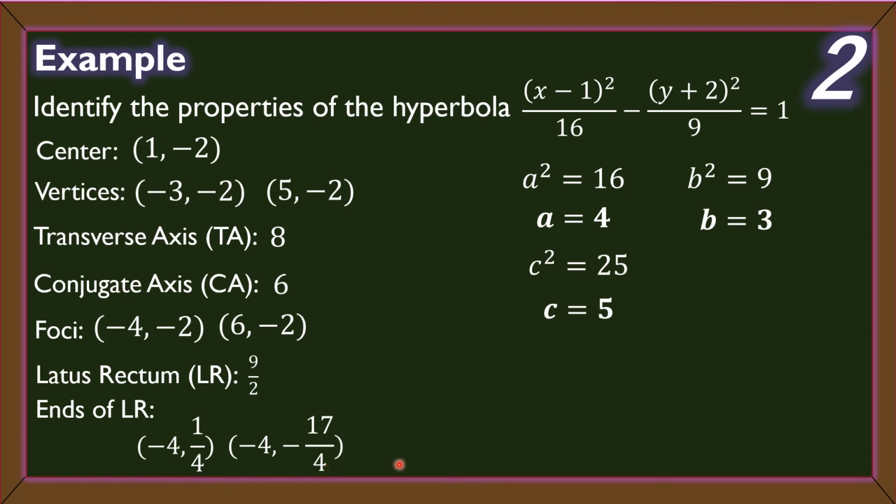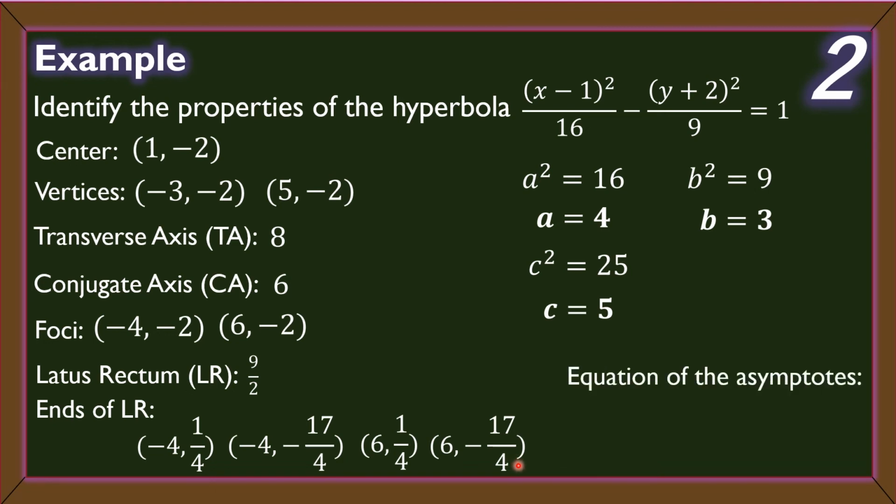On the other branch of the hyperbola, the ends of the latus rectum will have the same x-coordinates as the other focus. So we have 6, and then -2 plus 9 over 4, that is (6, 1/4). The other one is (6, -17/4). Let us proceed to the equation of the asymptotes. We have y + 2 equals plus or minus 3 over 4, that is b over a, times the quantity (x - 1).